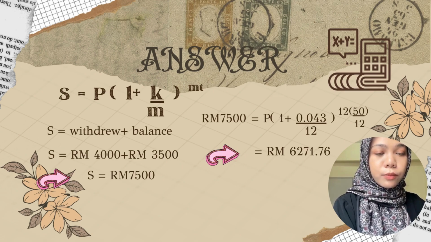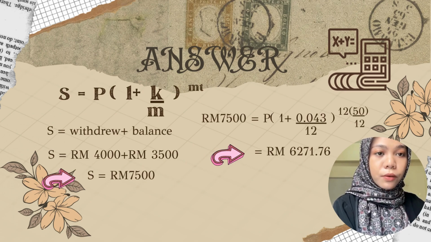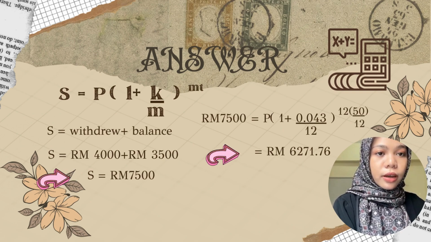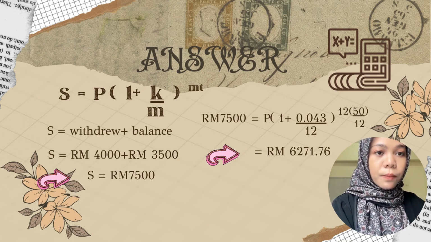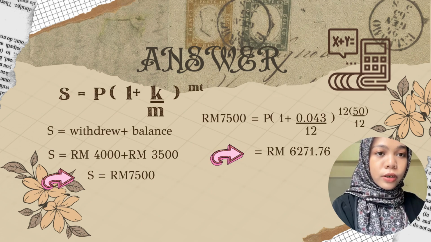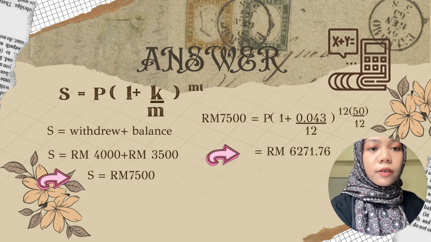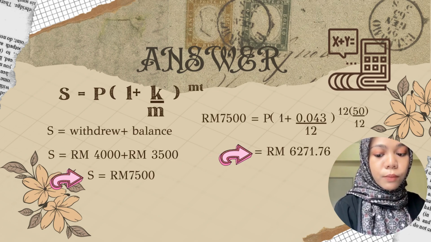And then we can just proceed to use the formula of S equal to P bracket 1 plus K per M bracket power MT. The S is RM 7,500 equal to P, or we can use X bracket 1 plus 0.043 per 12 bracket power 12 multiplied by 50 over 12. And the final answer is RM 6,271.76.